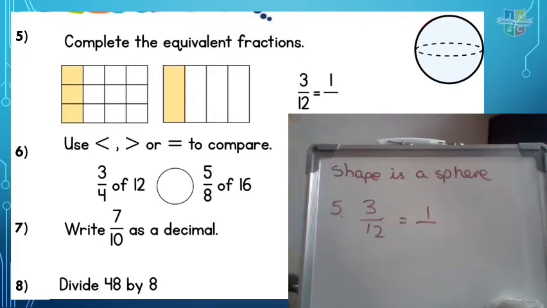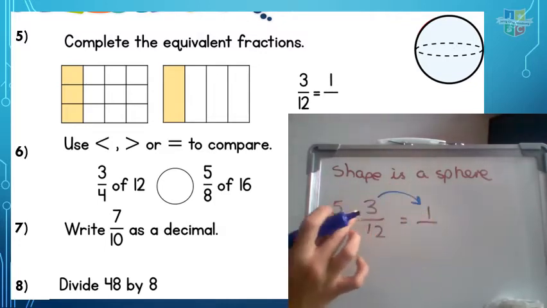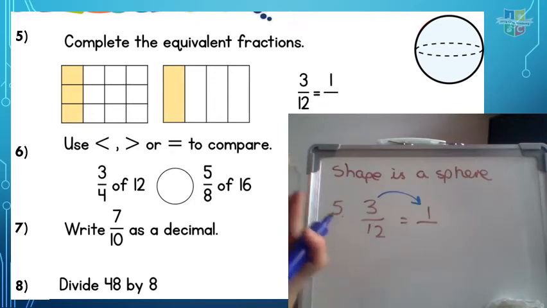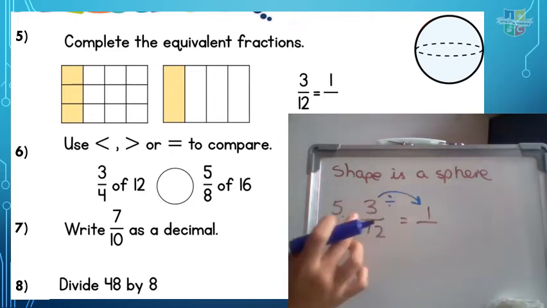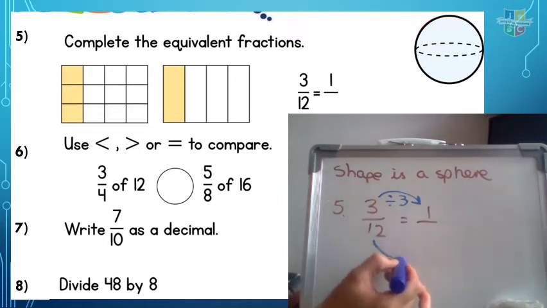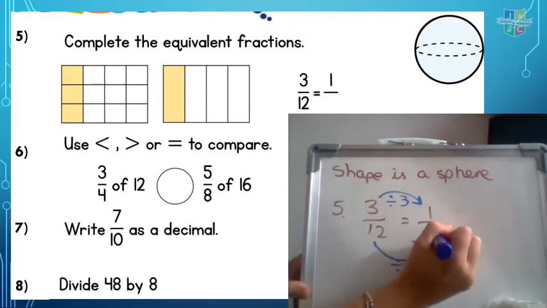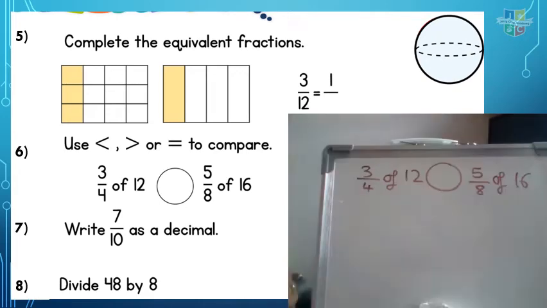Okay, so the shape is this sphere because it is like a football, it's circular. If we then find our equivalent fractions, remember whatever you do to one you must do to the other. So how did I get from 3 to 1? Well, I'm either multiplying or dividing. Well, I'm going to divide it because I'm finding a smaller number, so I divide it by 3. I could also then divide my bottom number by 3, so 12 divided by 3. How many 3s go into 12? 3, 6, 9, 12. My answer is going to be 1/4.